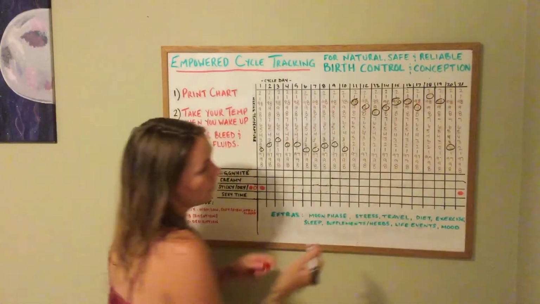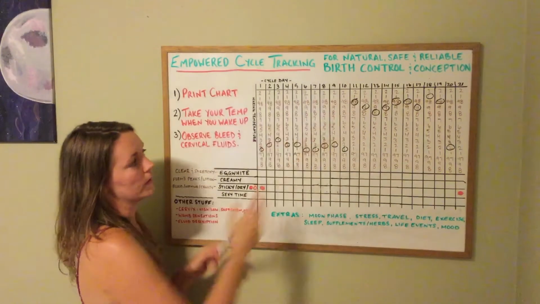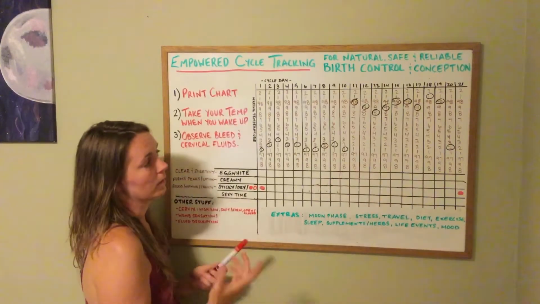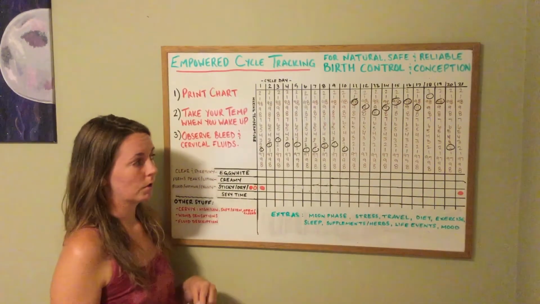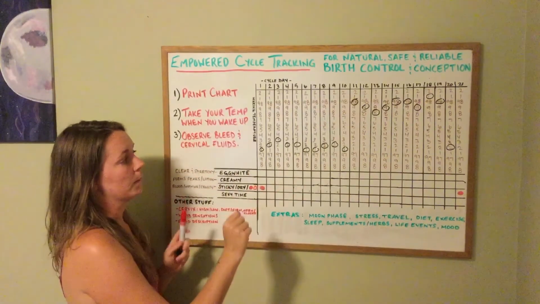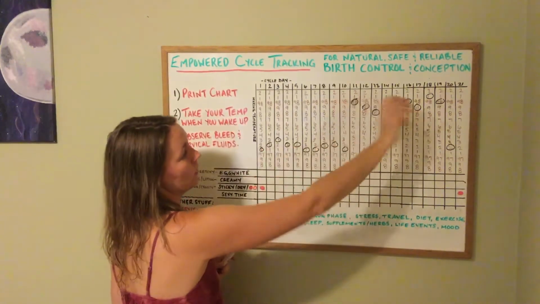Now, this is just a 21-day chart, and just for the sake of size, chances are you're going to have a lot more days, and if you only have a 21-day cycle, there's a good chance there's something going on there. But just for the sake of explaining, this is kind of what it's going to look like.